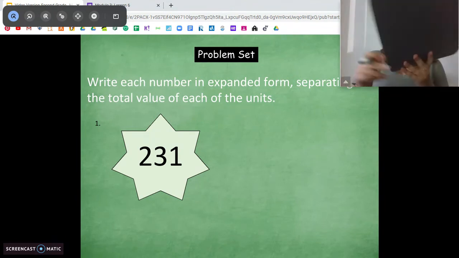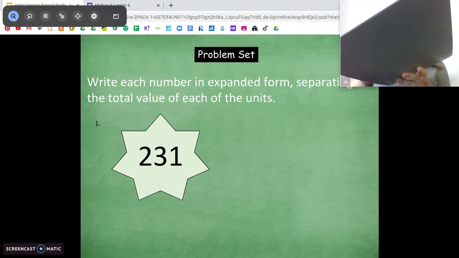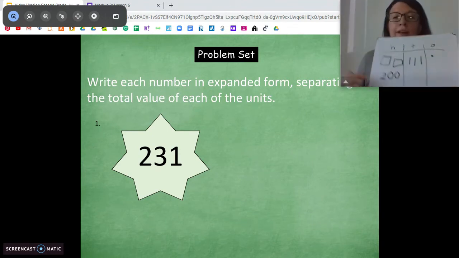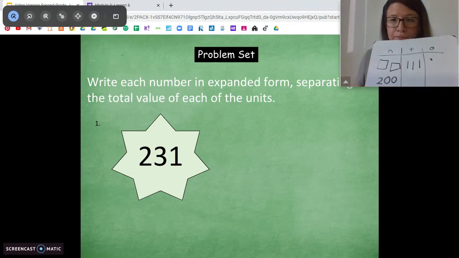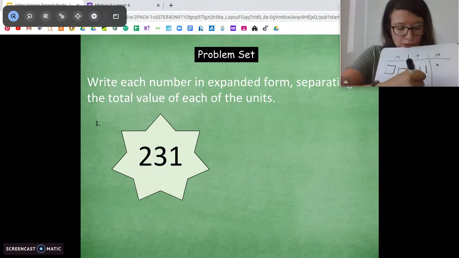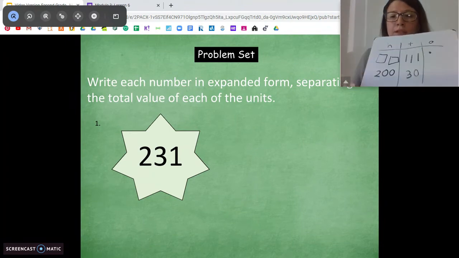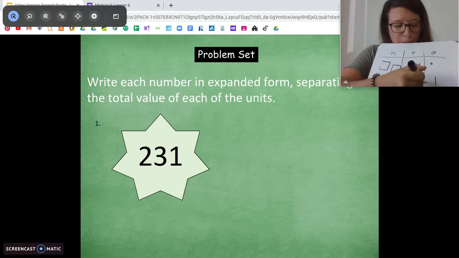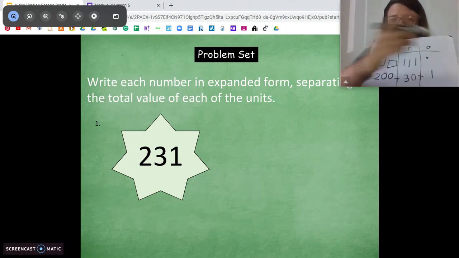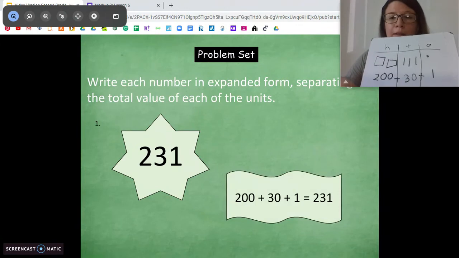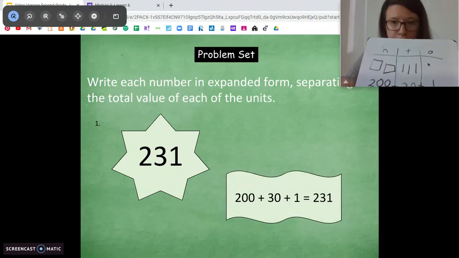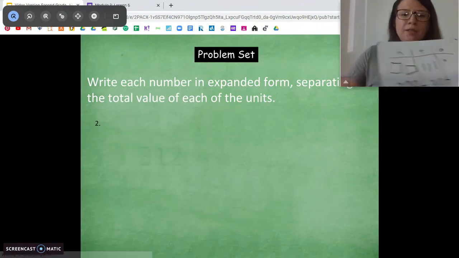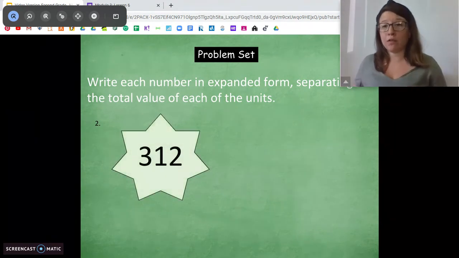100, 200. Very good. What's the value of our tens? 30. Awesome. And what's the value of our ones? Good. So all we're going to do is take those 3 values and add them together. 200 plus 30 plus 1 equals 231. Awesome. I want you to try this one on your own.